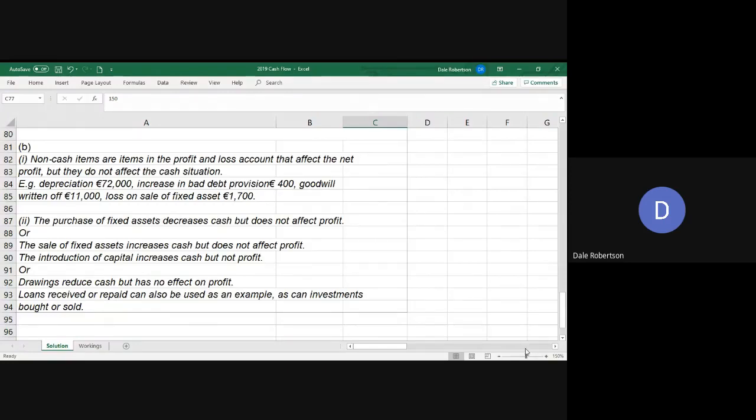I'm going to leave that on screen. This is a good question to practice, and then you can go forward and try some of the other cash flow questions to reinforce.